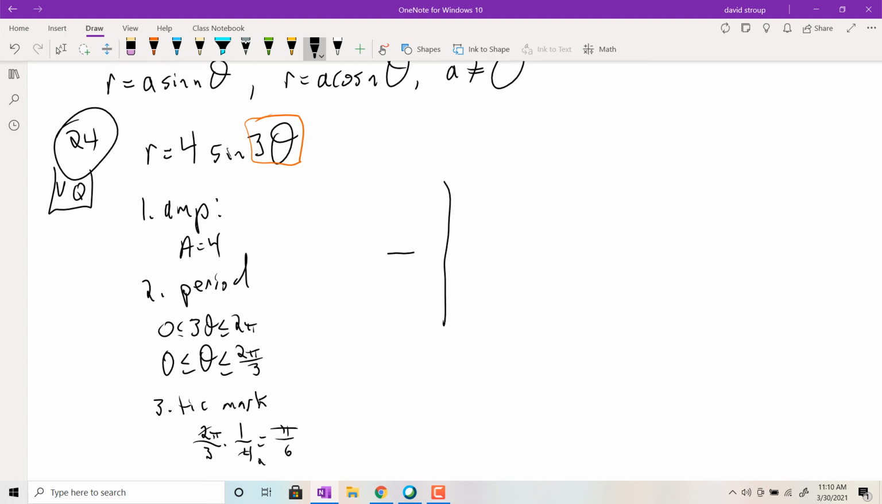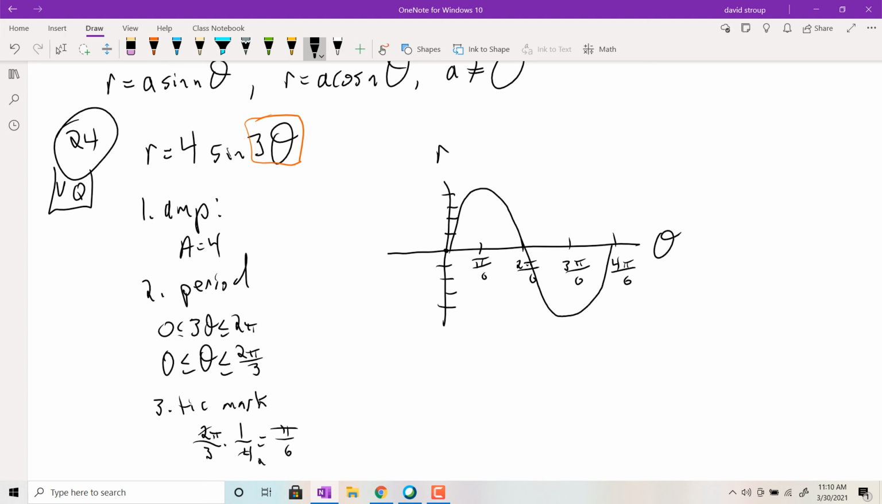So we go to your r theta plane. So this is theta, this is r, and I'm going by pi over 6's. And amplitudes 1, 2, 3, 4. 1, 2, 3, 4. It's a sine function, so it starts at 0. And then it goes like that, 1, 2, 4. And then it's going to repeat itself.